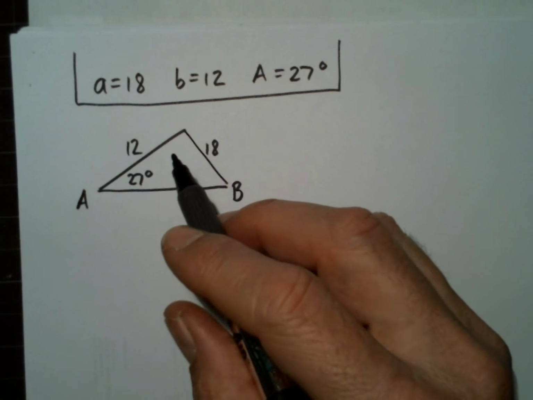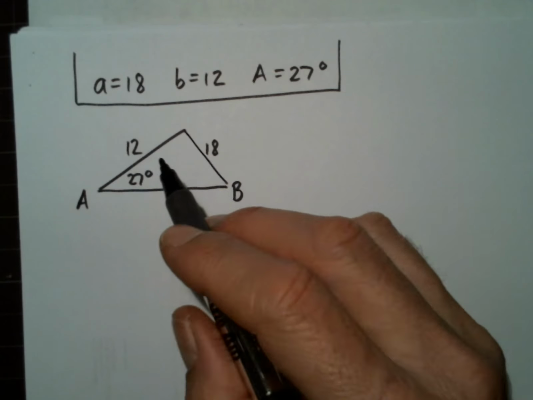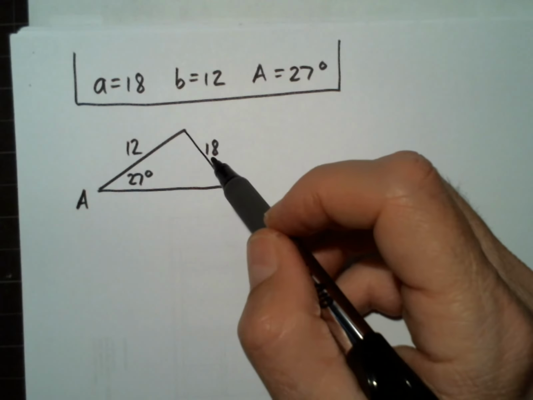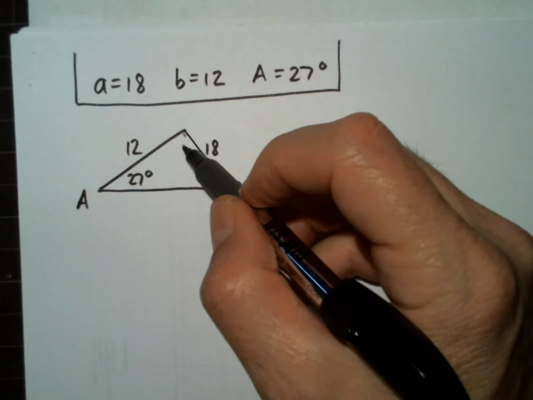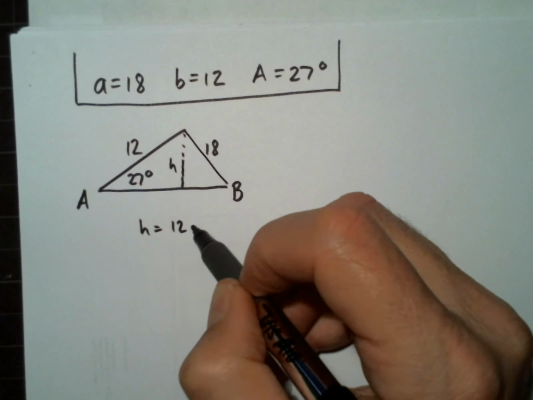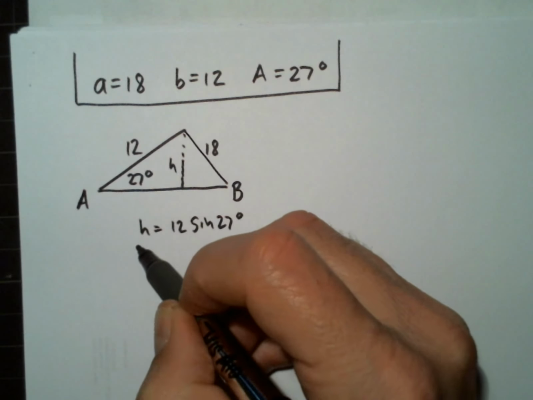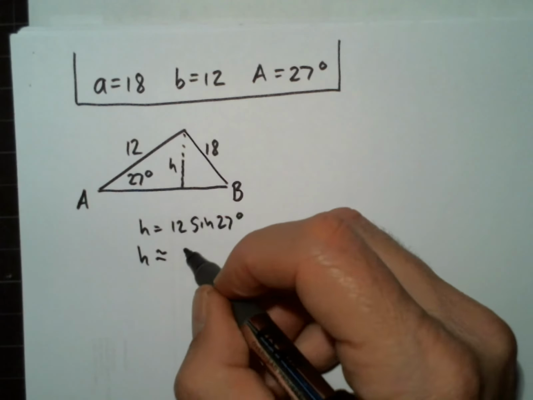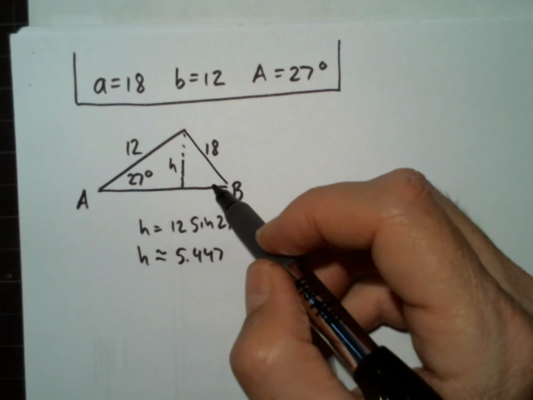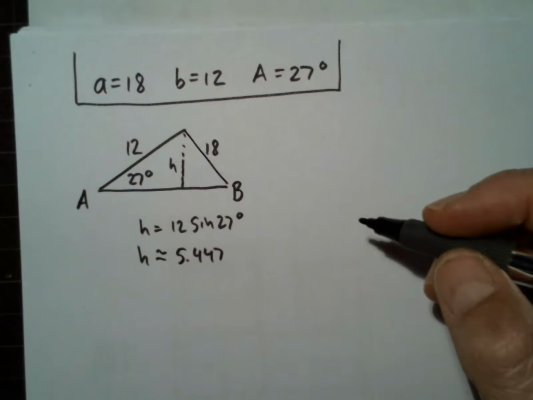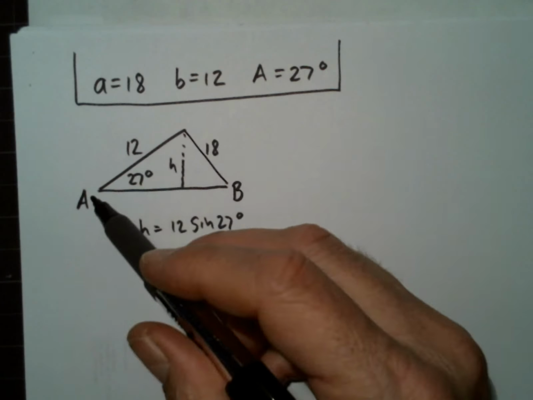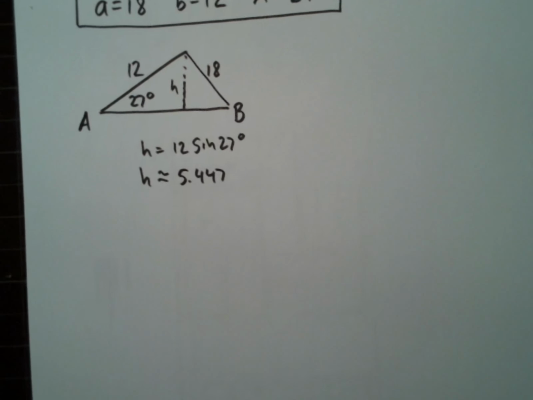So we see that 18 is greater than 12. The opposite is greater than the adjacent, so that means there cannot be two solutions. If we check the height, the height is 12 sine 27, and the height is 5.447. 18 is greater than the height, so this does form a triangle, and there's only one solution. If we tried to swing 18 inside, 18 is bigger than 12, so we couldn't make a different triangle.